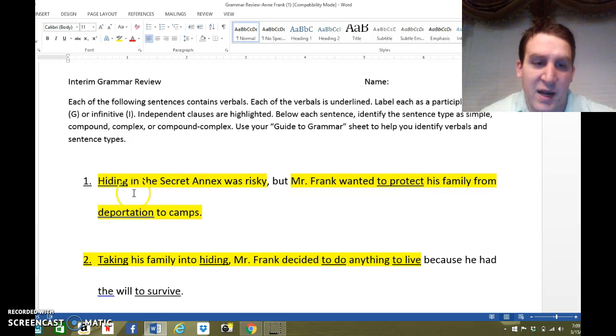So let's start first with hiding. Obviously, we know that hiding ends in -ing, so it could possibly be two of our verbals. Which 2 of the verbals could it be? If you said it could be a gerund or it could be a participle, you would be correct.